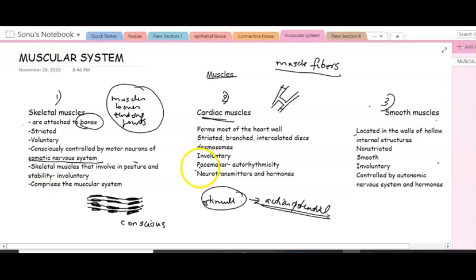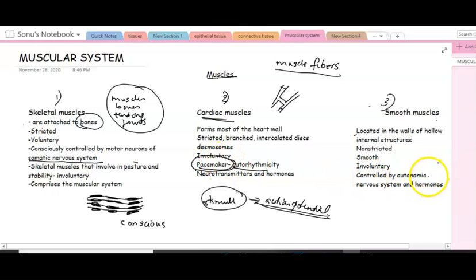The pacemaker is a group of cardiac muscle cells. It has the ability to initiate the contraction. That is called autorhythmicity. So the pacemaker in the heart is a group of muscle cells that is initiating or propagating the electric impulse to start the contraction of the cardiac muscle. And this pacemaker in turn is controlled by the autonomic nervous system and hormones.